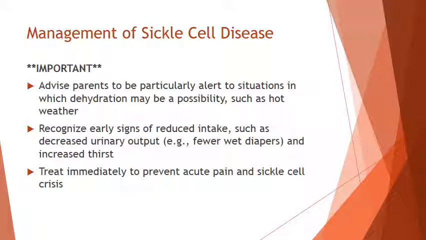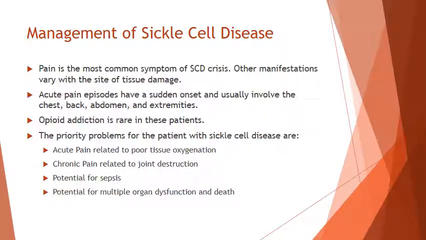Recognize early signs of reduced intake, such as decreased urinary output. Now here in the baby, fewer wet diapers would be the indicator. For a child that's active, that's outside, it might be a little harder to track that. So it's important to have that child be involved in the care management by understanding the importance of letting you know when he's going to the bathroom. Increased thirst is actually a late sign of reduced water intake, so that's kind of late, but go ahead and drink. Must be treated immediately to prevent acute pain in sickle cell crisis, and the children can learn that.